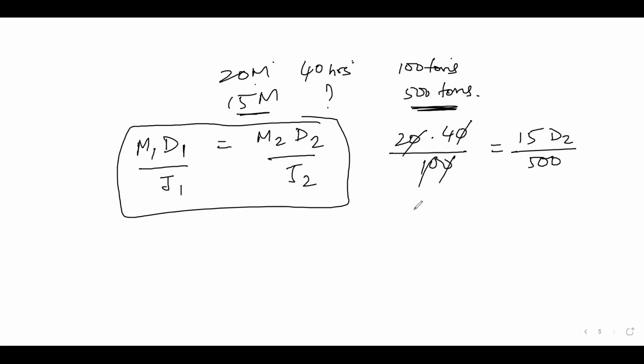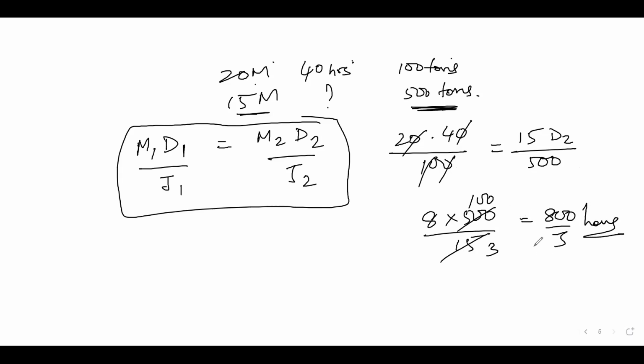And that's it. We solve this expression. 10 10 cancels with two zeros. We got 8 into 500 over 15. 5 threes are 15 and 5 hundreds are 500, and that is 800 by 3. And your job becomes very easy using this expression. How did we derive this expression? I told you days and machines are inversely related, and machines and output are directly related, and that's how I got this expression. The review is done. We can move on to the questions now.